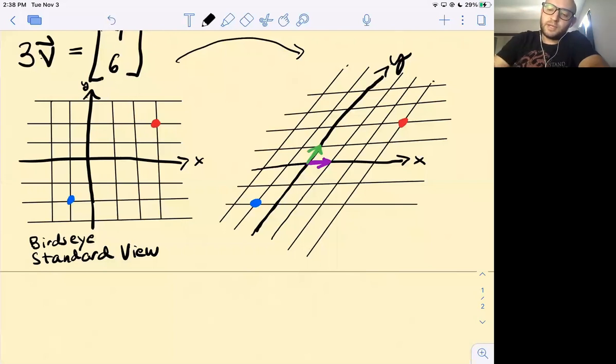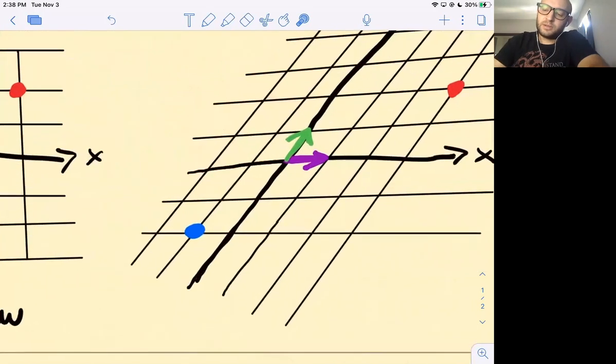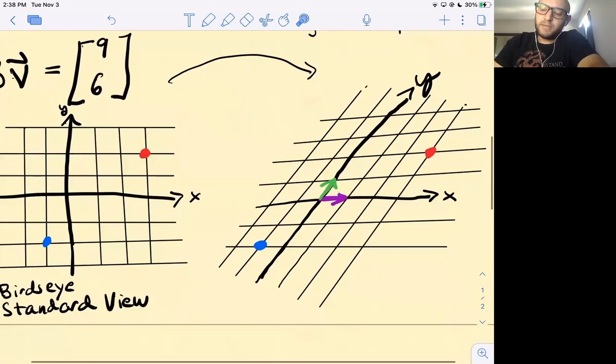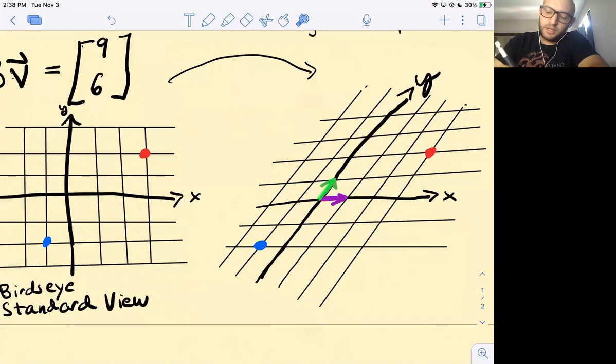So if I just take this vector right here and move it so that it has the same... it looks like it's still going horizontal to me. And it looks like it's about the same length. Oh, okay, good. The green one would be something a little bit different. If I move the green one, it looks like maybe it's going to go like that, approximately.